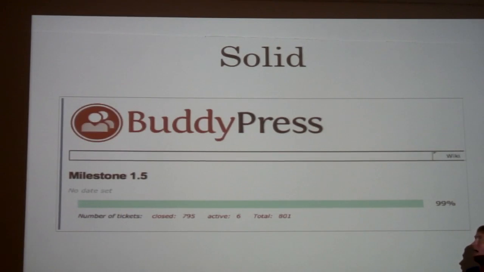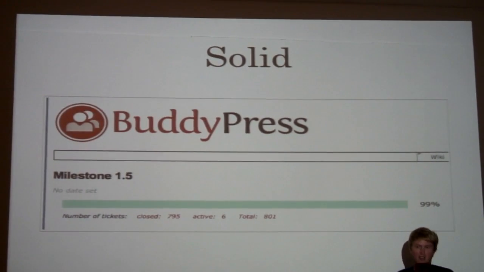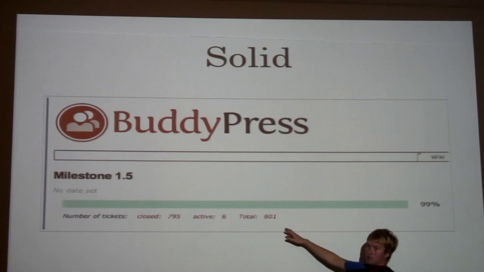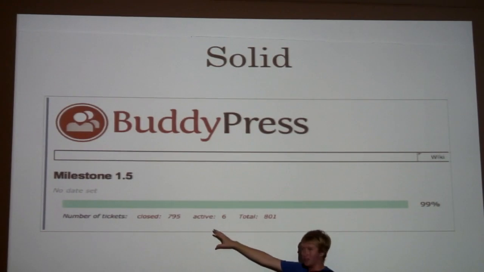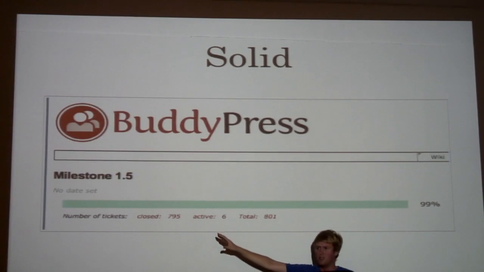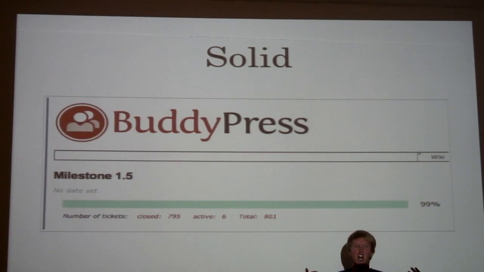And I kind of have to stop enumerating things. The reason is because there's so many things that we fixed in 1.5. Little tiny things. This is the milestone in Trac. This is our bug tracker. So the number of tickets we have closed is 795. This is way bigger than a WordPress major release. And this is for our humble little BuddyPress project. We have fixed a ton of things.